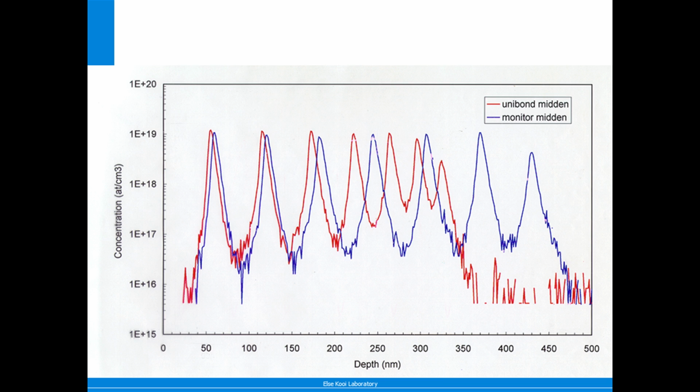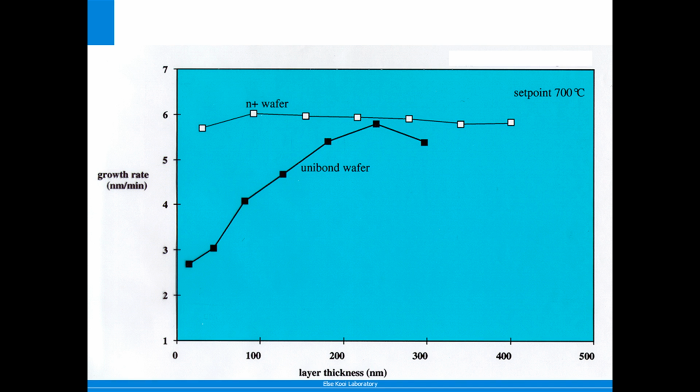You can even plot the growth rate in the intervals, and you see a little bit what is happening. On the N+ wafer, your growth rate is constant. Here, you start very low and you increase because you're probably growing through one or two swings. And then the top layer of silicon is thick enough, and then you approach the emissivity of the N+ wafer again.